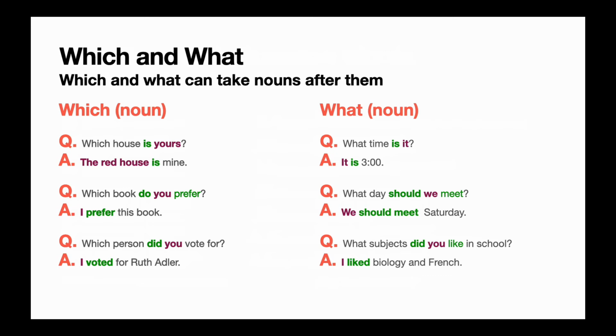So you can see in these examples, after which or what, we put a noun, which house, which book, which person. And the rest of the question format is the same. We use the helping verb or the question word, and then the subject, and then another verb form if needed.